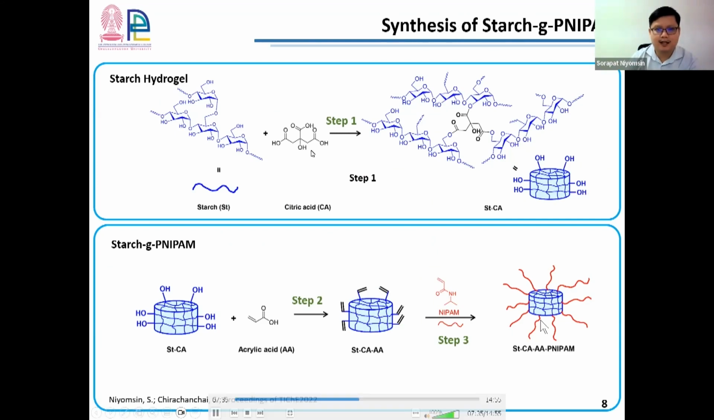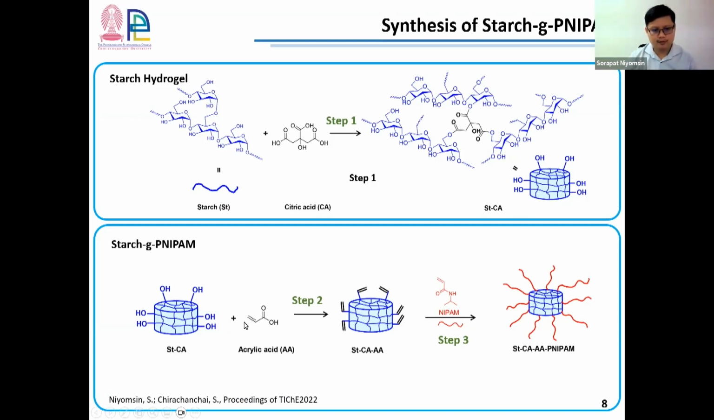Starch reacts with citric acid to get starch-CA, which is the cross-linked structure of the starch. After we get the first product, I continue to react it with acrylic acid. Once the hydroxyl group of starch reacts with the carboxylic group of the acrylic acid, the surface of the hydrogel will consist of double bonds. After that, we carry out the polymerization of the thermoresponsive polymer on the surface of the starch. Then we can get the thermoresponsive polymer on the surface of the starch hydrogel.